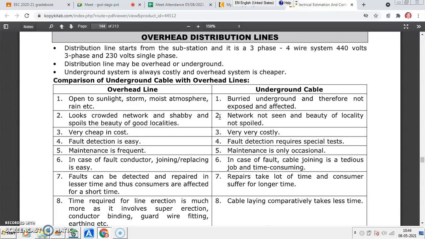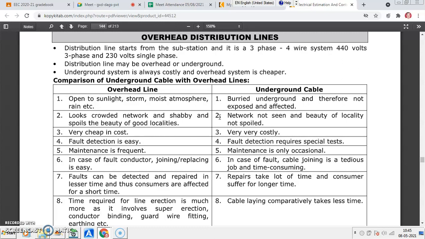Some other effects are there, but compared to overhead, underground lines are under major coverage. So they have major protection from the external atmospheric parameters or factors.